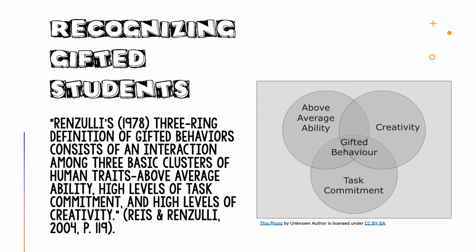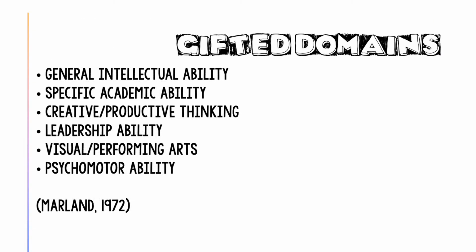Gifted students can be recognized in many ways. Renzulli's three-ring definition of gifted behaviors consists of an interaction among three basic clusters of human traits: above-average ability, high levels of task commitment, and high levels of creativity. Students can exhibit these traits within several specific domains, including general intellectual ability, specific academic ability, creative or productive thinking, leadership ability, visual and performing arts, and psychomotor ability.